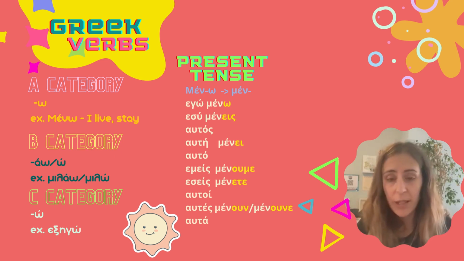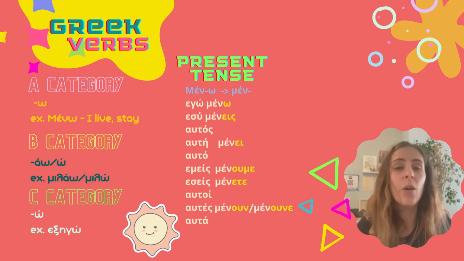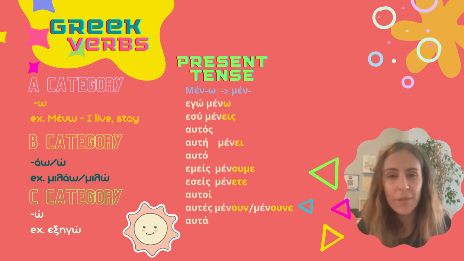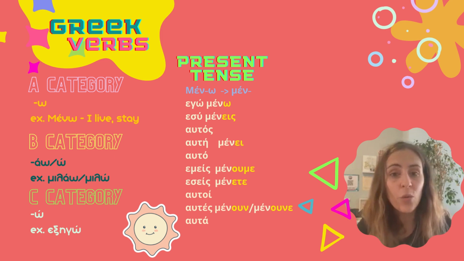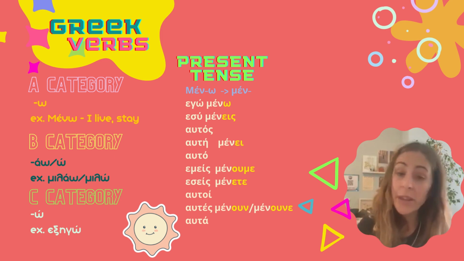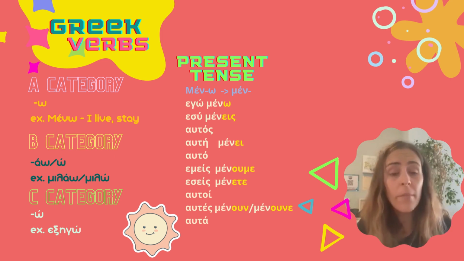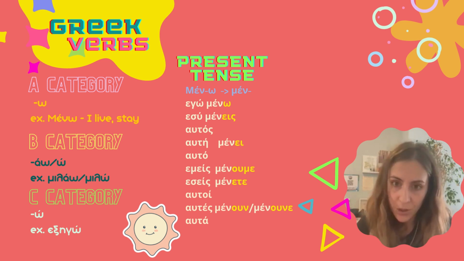Αυτοί, αυτές, αυτά, because in Greek, for they, we have also 3. One for masculine, αυτός becomes αυτοί. One for feminine, αυτή becomes αυτές. And one for neuter, αυτό becomes αυτά. Μένουν or μένουνε. So the ending is ουν or ουνε. It's the same. So the first thing that you need to know is remembering these endings, and one thing that could help you is remembering them with the example μένω.